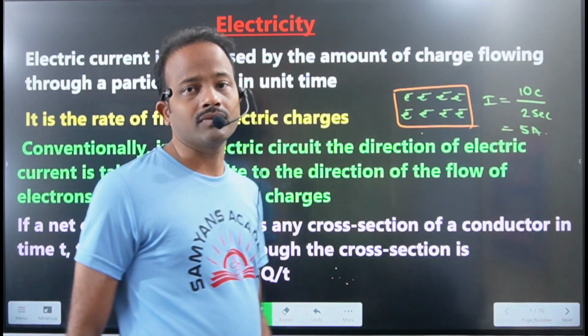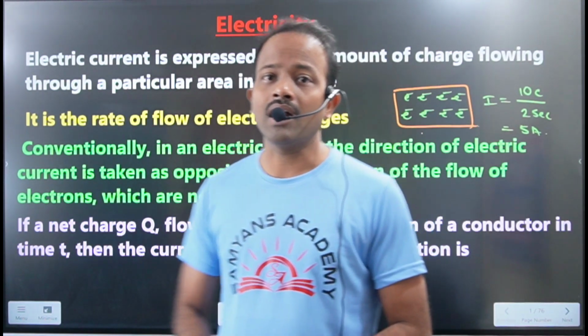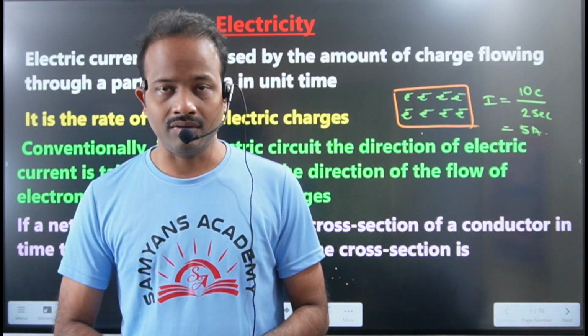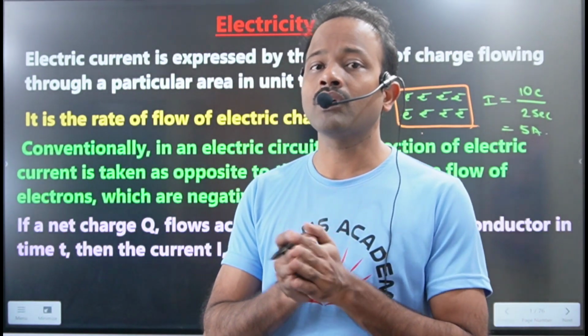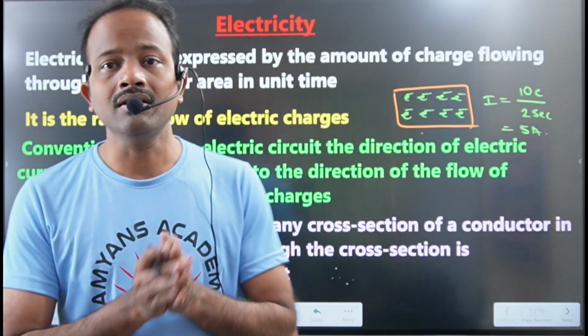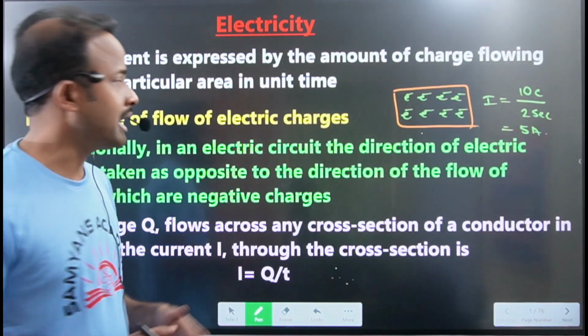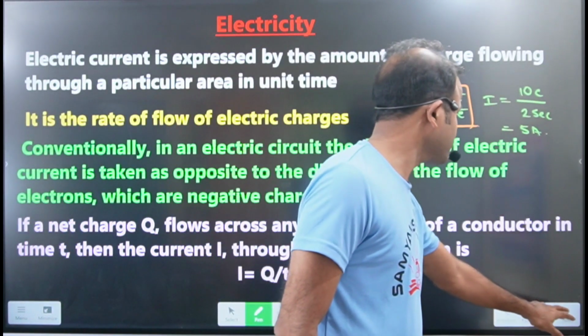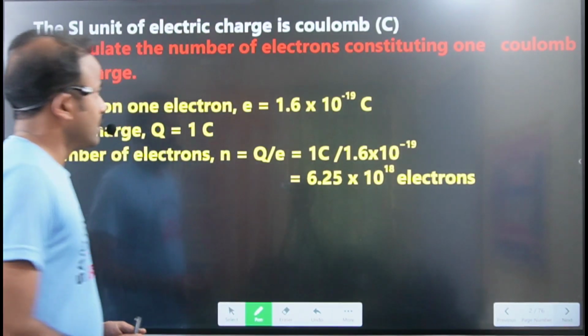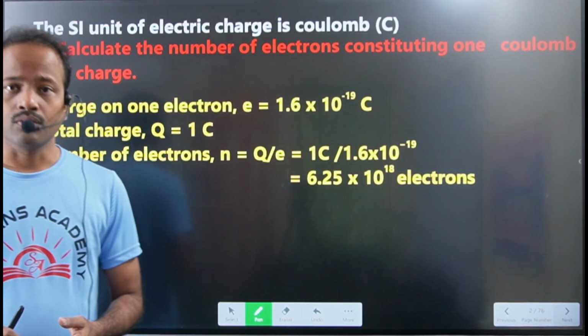So current is indicated with the formula I equal to Q by T, where Q is the charge, the amount of charge, and T is the time. Is it clear, everyone? Let us move on to the next slide. Now see, the SI unit of charge is coulomb.